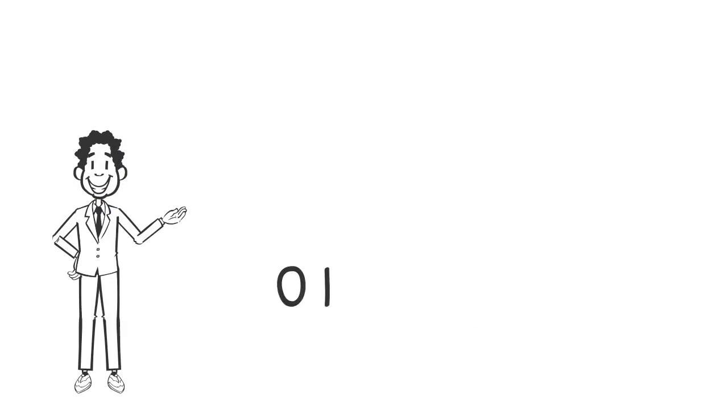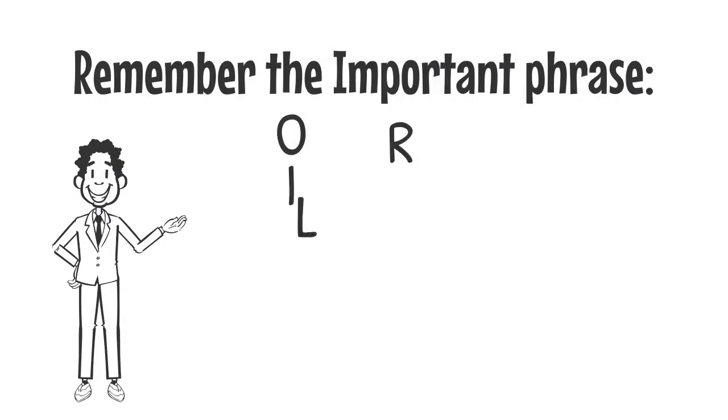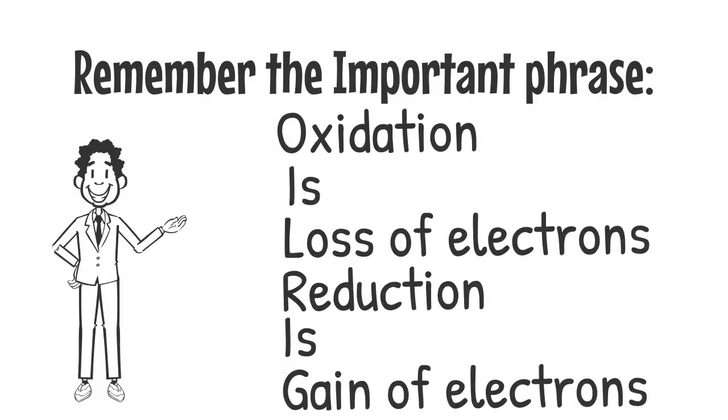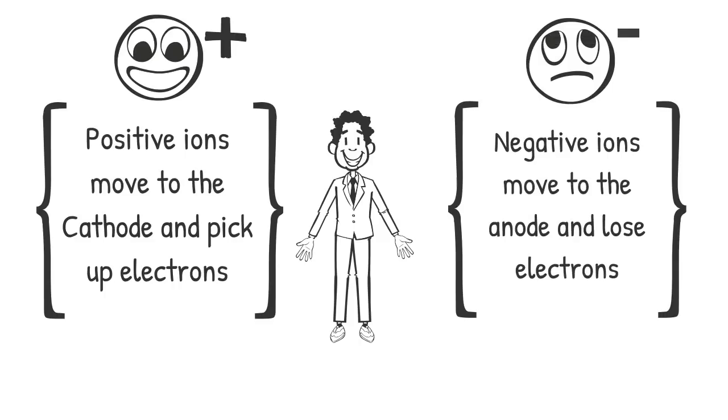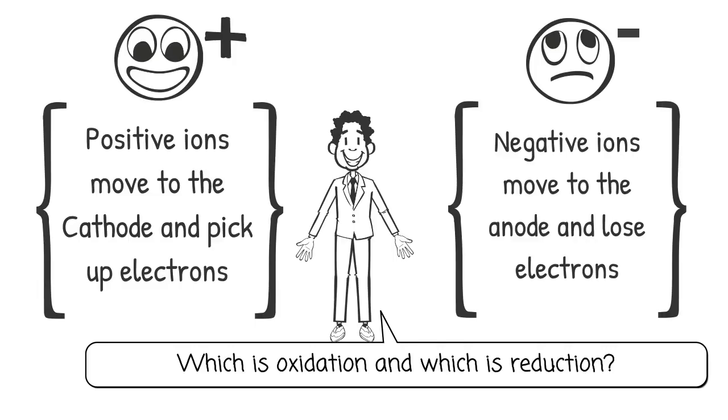To explain what's going on, we need to use the popular acronym OIL RIG. So, oxidation is loss of electrons and reduction is gain of electrons. Very, very important when looking at exam questions to remember that. Positive ions are usually metals, and they move to the cathode and pick up electrons. Negative ions, such as oxygen and chloride, move to the anode and lose electrons.